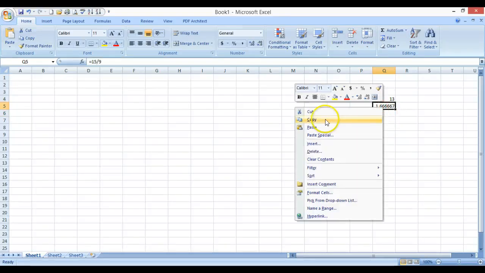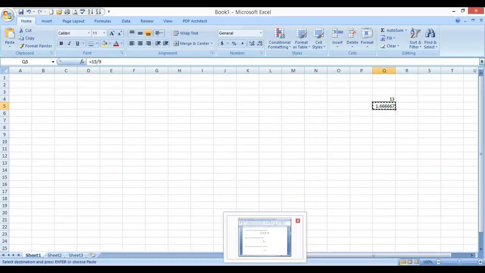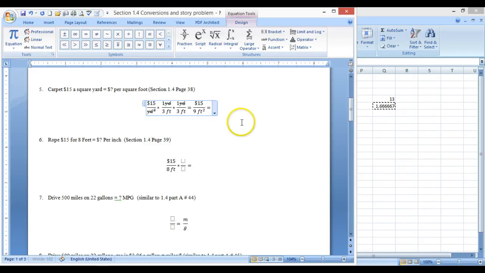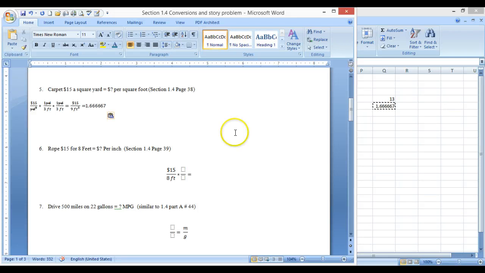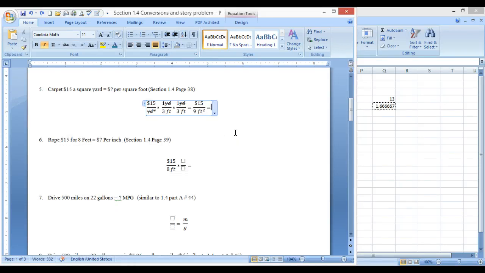And one of the nice things about Microsoft Excel is I can just copy and paste that in. Equals, Control V, and it'll paste it in for me, or I can type it in because I'm going to simplify this to dollars. 1.67. The 6 rounds up my pennies to a 7, and then I'm going to put per square foot. Square foot. There we go.